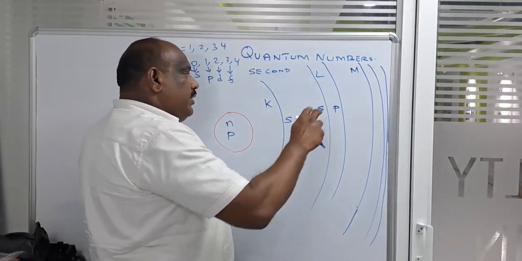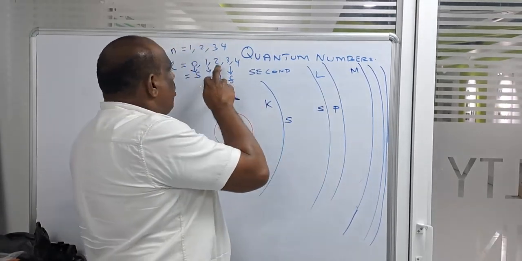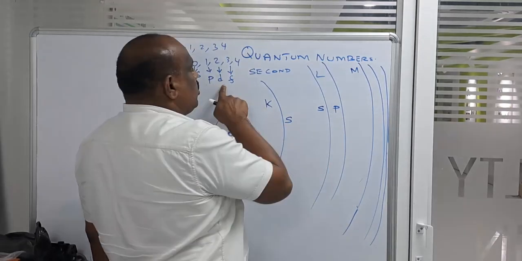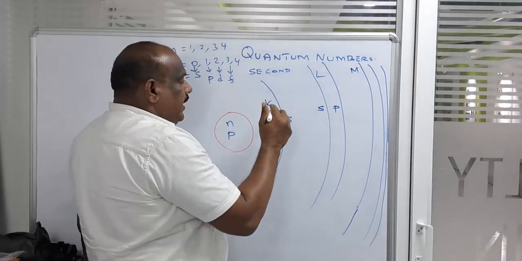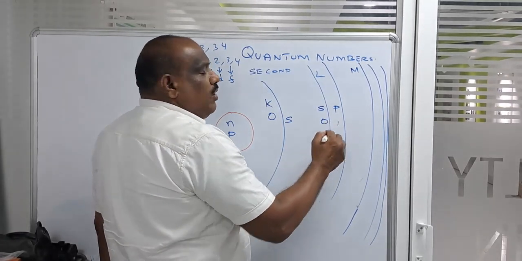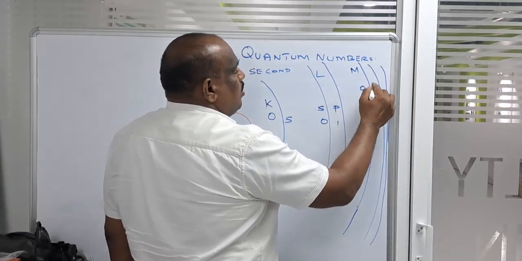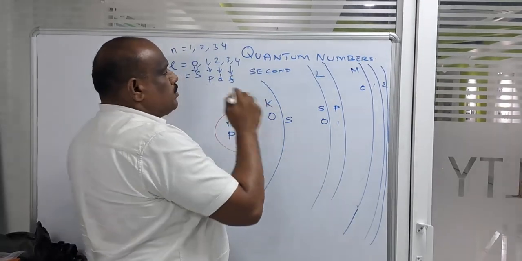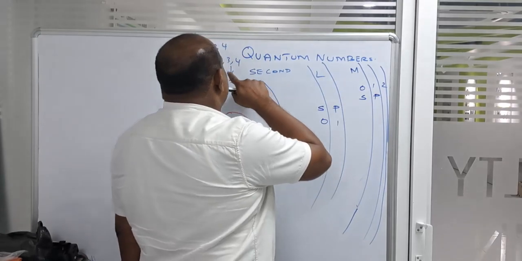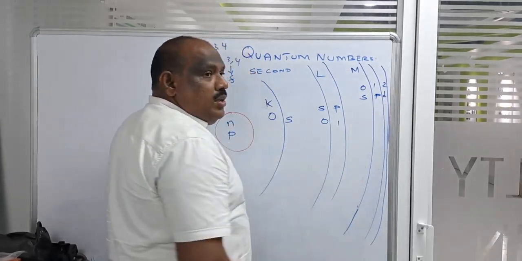When I am going to have M shell, it will have 3 subshells. What are they? It is 0, 1 and 2. Here it is only 0, here it is 0 and 1, and here it will be 0, 1 and 2. What is 0? 0 corresponds to S, 1 corresponds to P, and 2 corresponds to D.